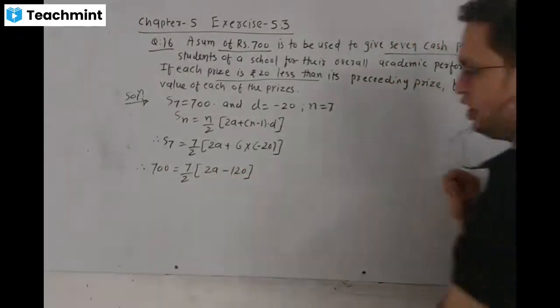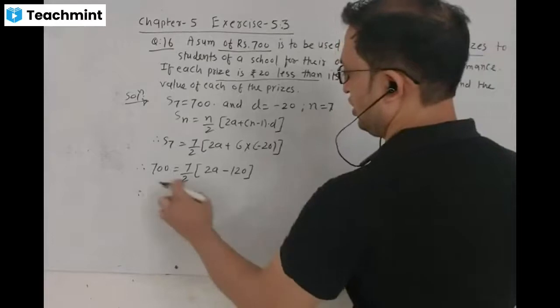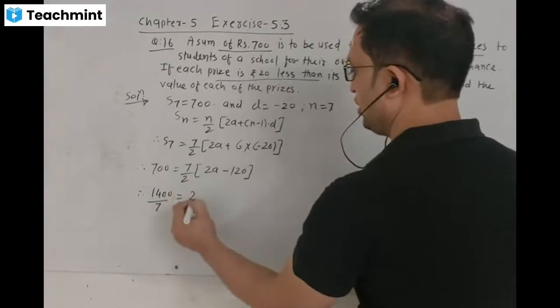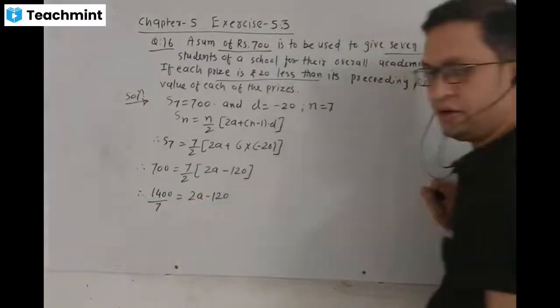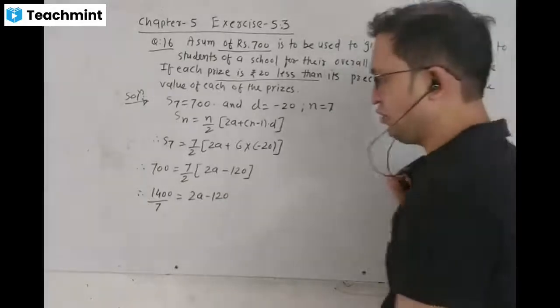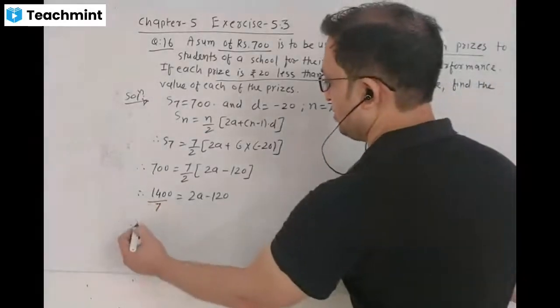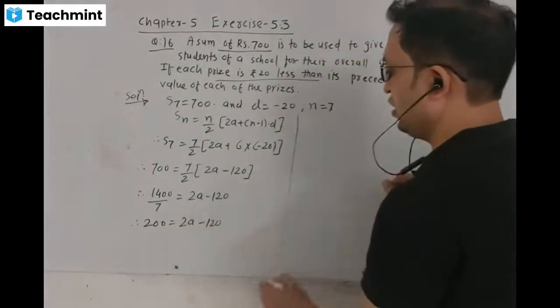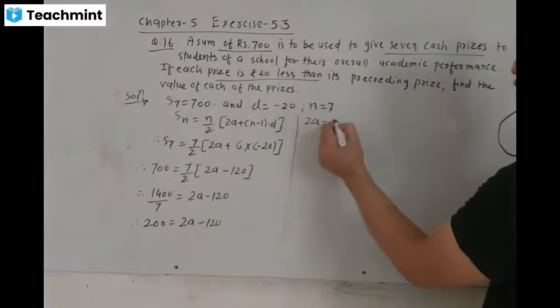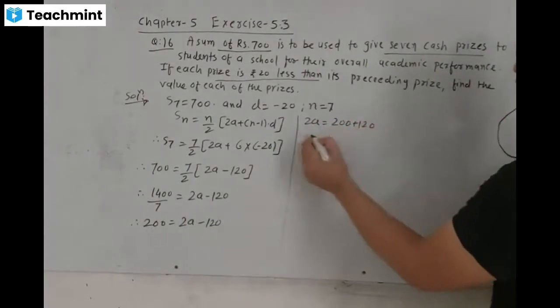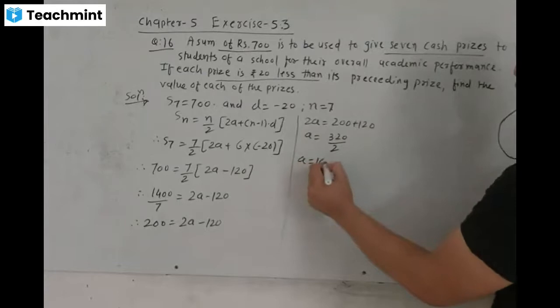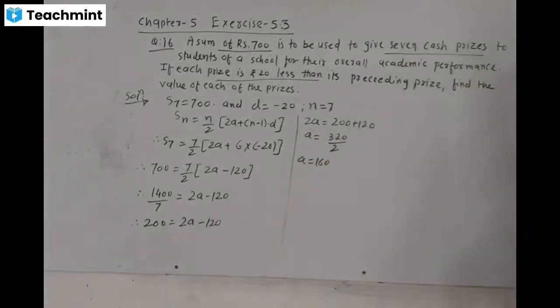Then find the value of a. 700 multiplied by 2 is 1400, divided by 7, that is equal to 2a minus 120. Therefore 1400 by 7 is 200, equal to 2a minus 120. Therefore 2a is equal to 200 plus 120, so 2a is 320. Therefore a is 320 divided by 2. Therefore the first prize is rupees 160.